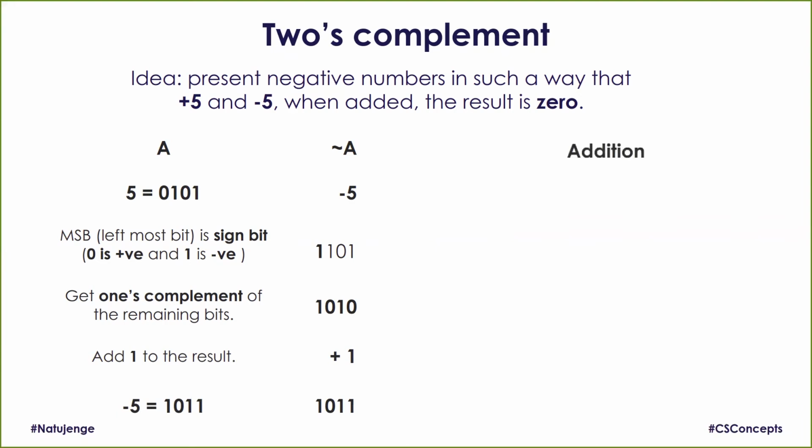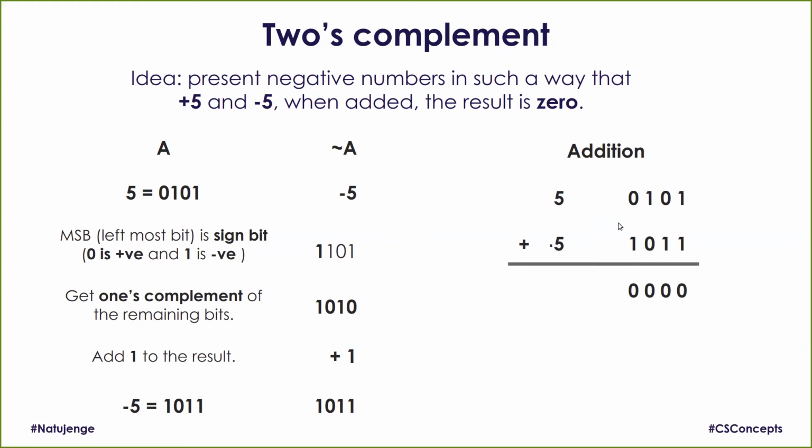Now, let's take an example of addition. Let's take 5, and we know the value is 0, 1, 0, 1. Let's take negative 5. We know the value is 1, 0, 1, 1 in 2's complement. So if you add the two numbers, then definitely you'll get 1 plus 1 becomes a 0, carry 1. Then the carried 1 plus 1 becomes a 0 again, carry 1. Then you have 1 plus 1 again, 0 again, carry 1. And then you have 1 plus 1, then you have a 0, carry 1.